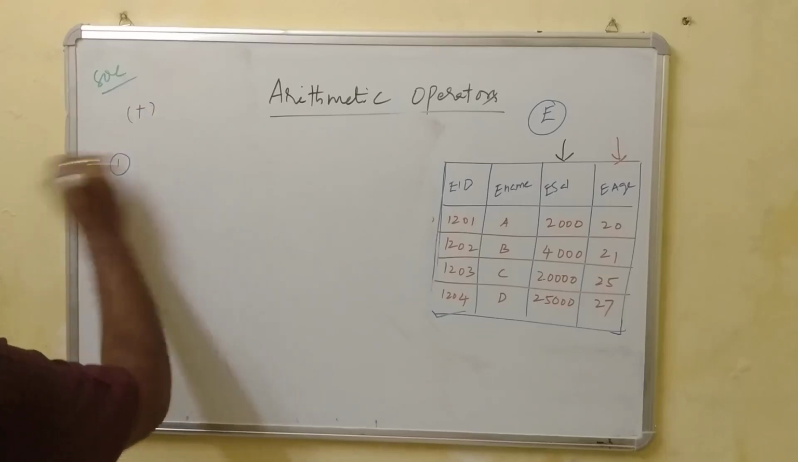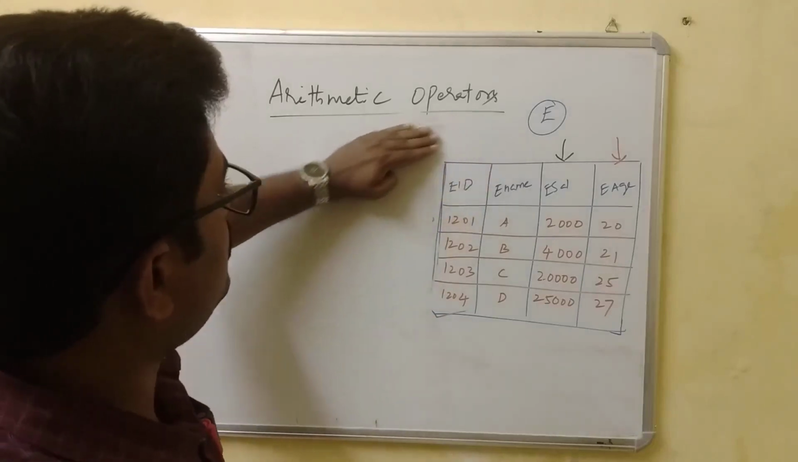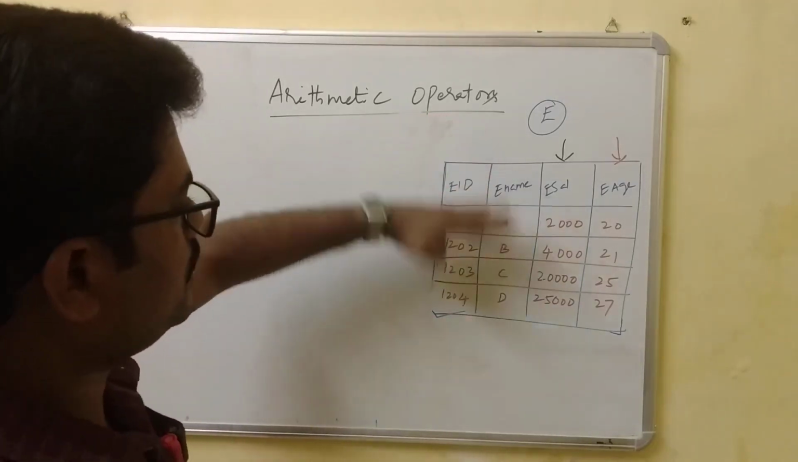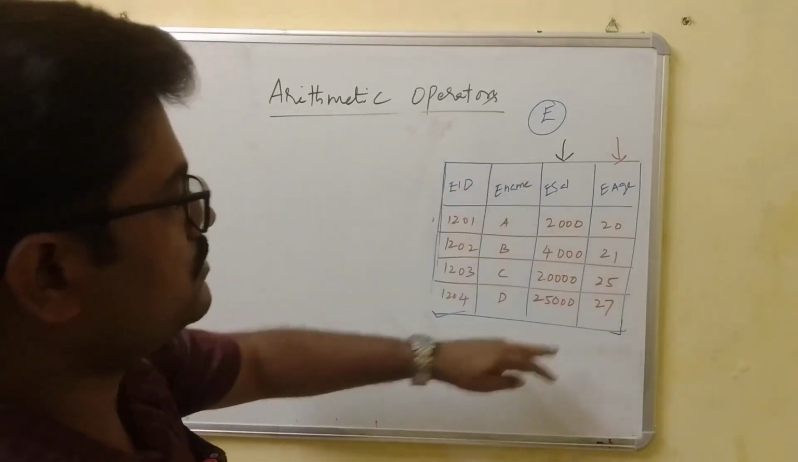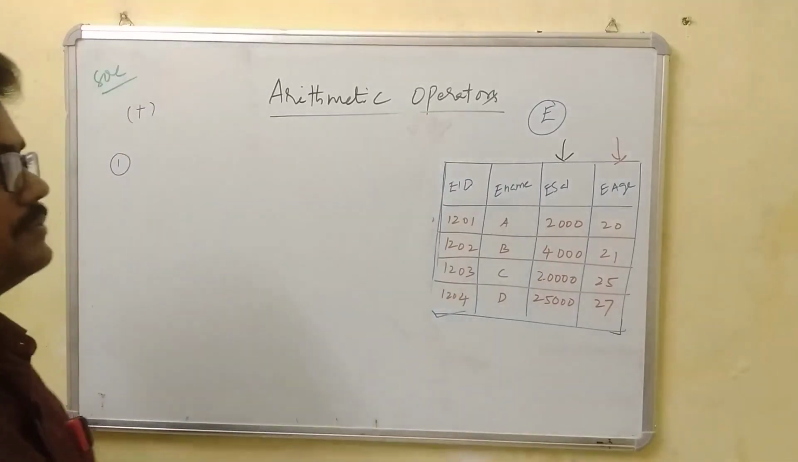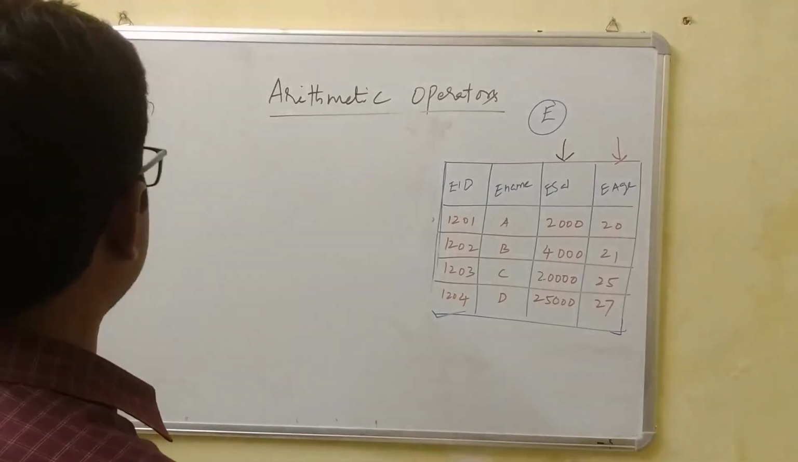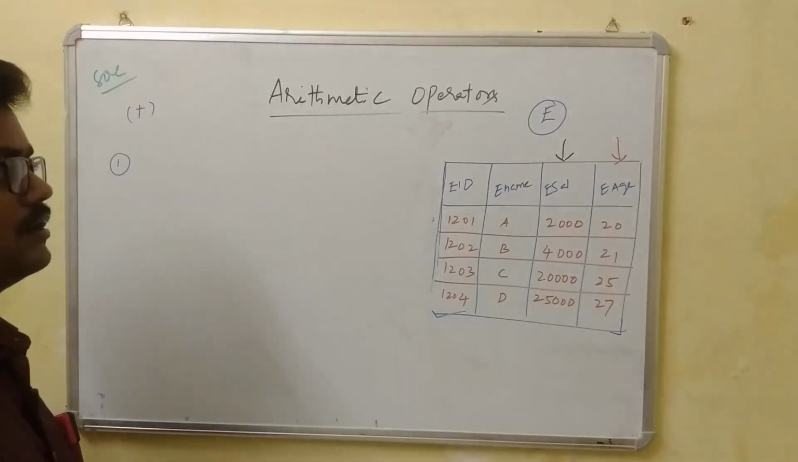Let's see how to perform the addition operation. For example, we can perform these arithmetic operators on numerical values only. So numerical values we have salary and age. Generally in the employee table, people are always talking about salary, so we can perform some operation on the salary column.